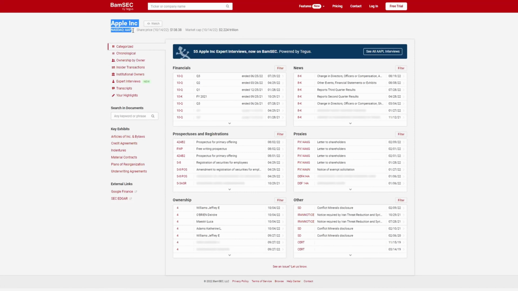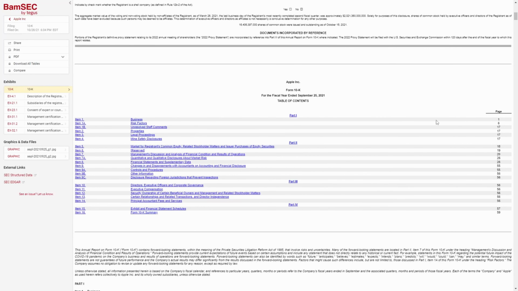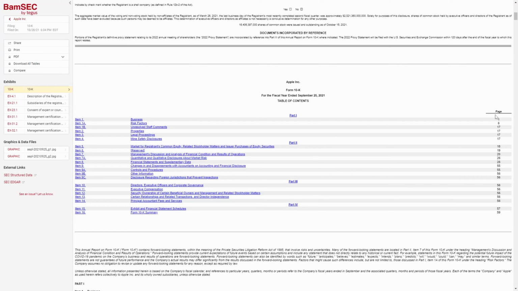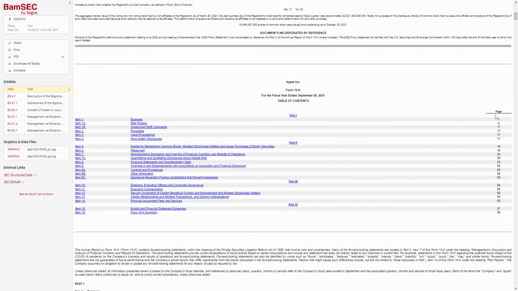So still using Apple as an example, we can get started with a 10K filing from last year, 2021. As you scroll down and you see the table of contents, I know it says 59 pages down here. Sometimes it'll be a couple hundred pages, but you don't have to worry about that. Don't worry about it, sweetheart. Because I'll explain all the shortcuts and keywords that you need to pay attention to.